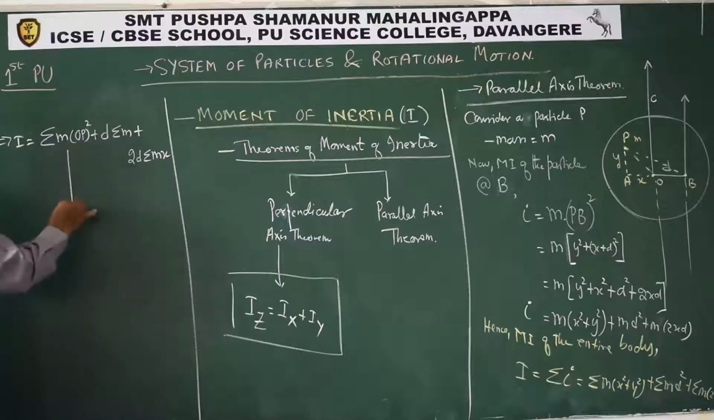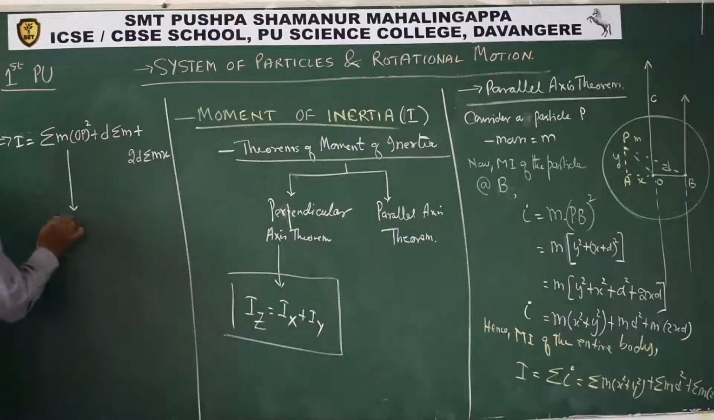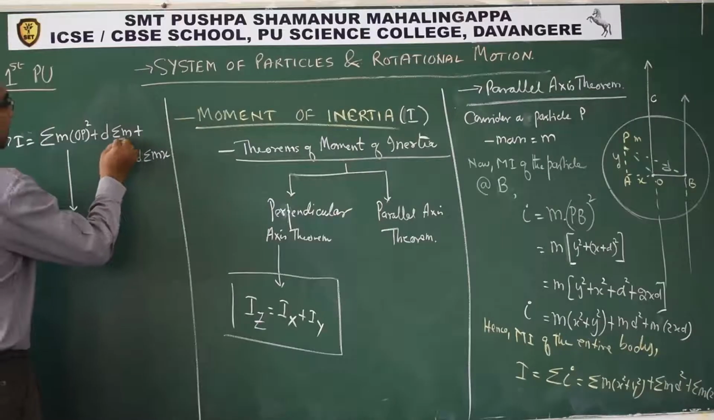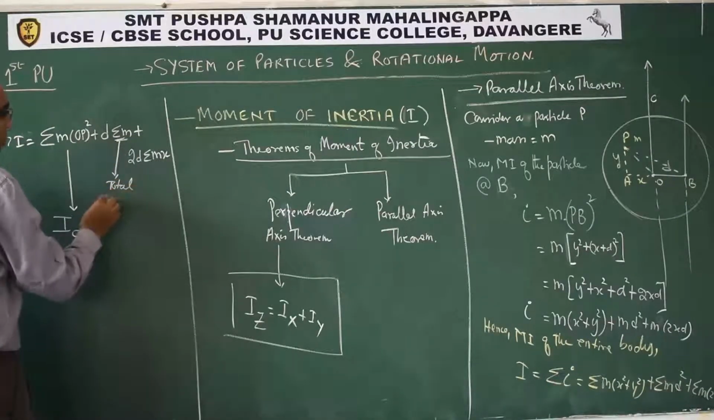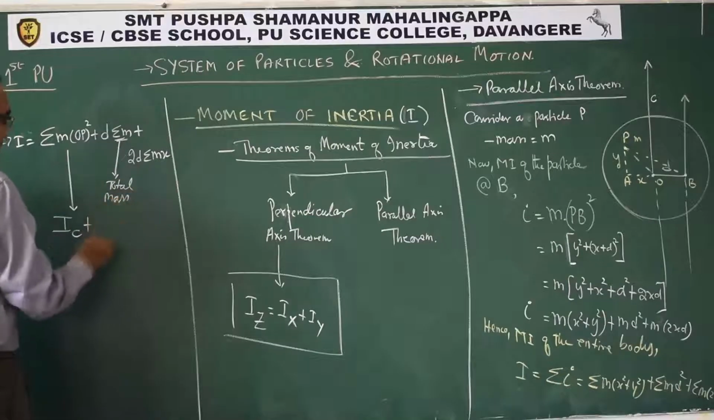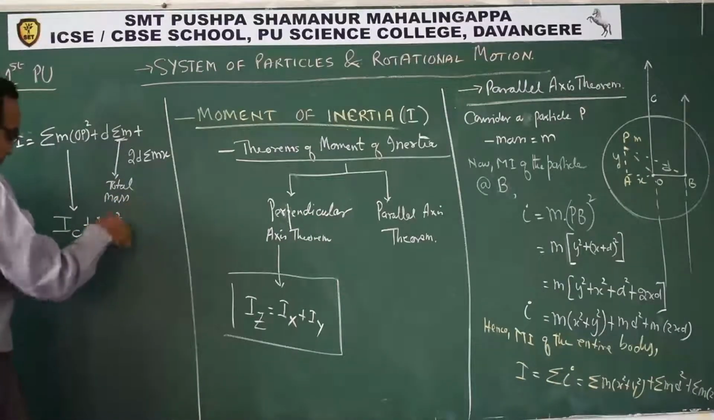Now this term is what? Sigma of m, mass times square of the distance from the central axis. So this is nothing but moment of inertia about the central axis, plus what will be this total mass. This is nothing but the total mass of the body. So it is M times d square.